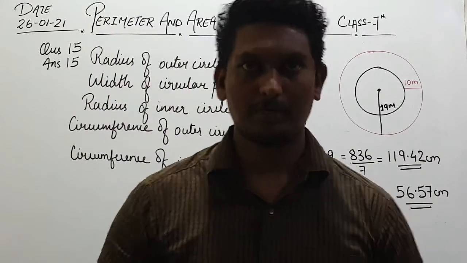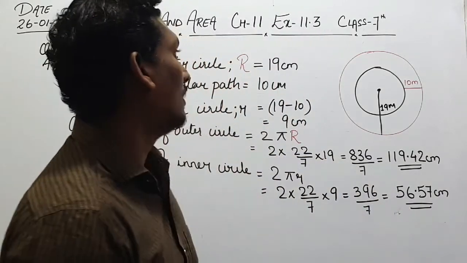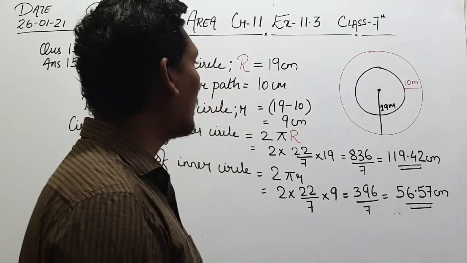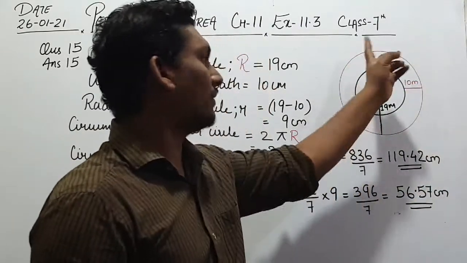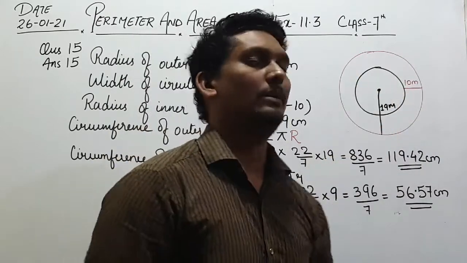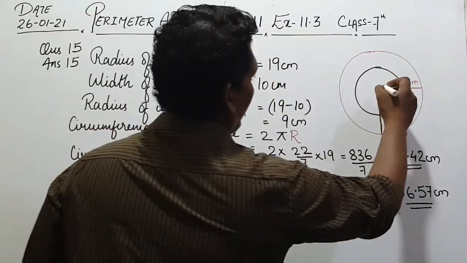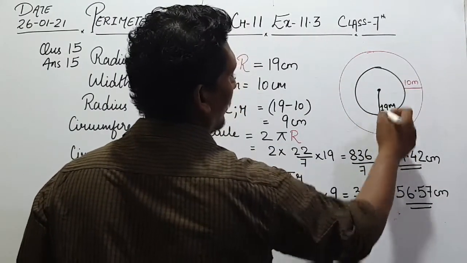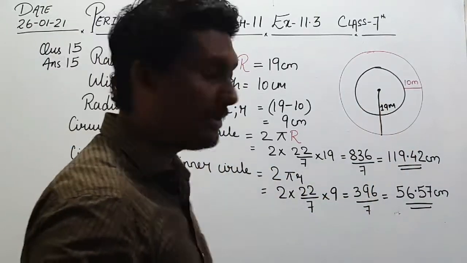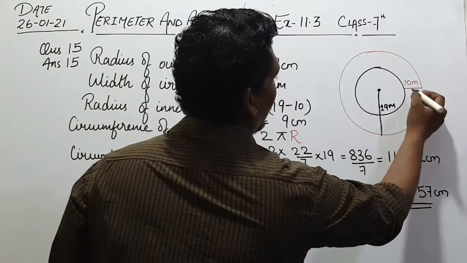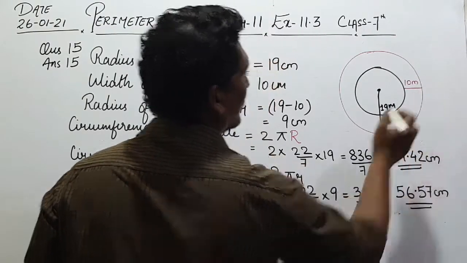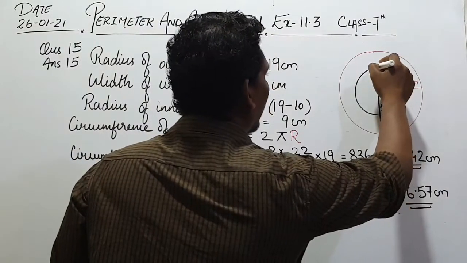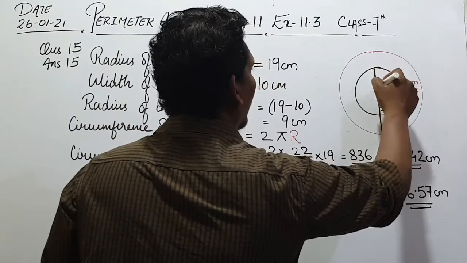Okay, now come to question number 15. I'm just reading the question. Find the circumference of inner and outer circle. Here we are having two circles. The big circle is the red one and the small circle is the black one. The radius of the bigger circle is given from this point to this point. The total radius is 19 meter, out of which only this portion, from black to red, is given as 10 meter. So we have to find the radius of the smaller circle, this one.